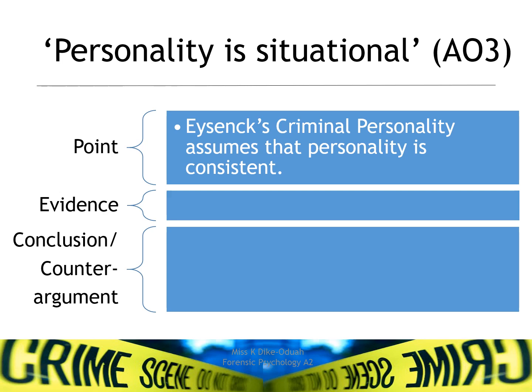So the first one here is personality situational. By situational, we are saying personality is affected by our environment. So the point here, Eysenck's criminal personality assumes that personality is consistent. The evidence is definitely going to be that we know personality changes from time to time. The counter argument would suggest that actually there are certain situations where, regardless of the situation, we respond in the same way, and that would suggest that there's a degree of consistency in terms of how we behave.